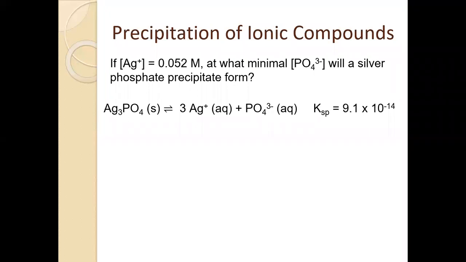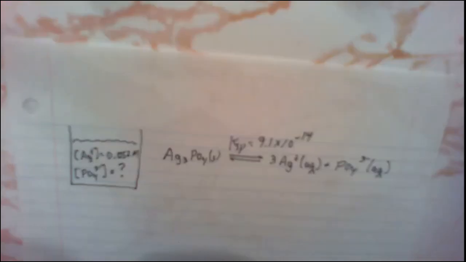And finally, the last calculation we want to do to finish up this chapter is this example, where we're given the amount of one of the ions in a solution, 0.052 molar, and presumably there are separate sources of silver ions and phosphate ions. Under these conditions, at what minimal phosphate ion concentration do we expect a silver phosphate precipitate to form? So we know the silver concentration is 0.052 molar. We want to find the concentration of phosphate at which we expect to see a precipitate forming.